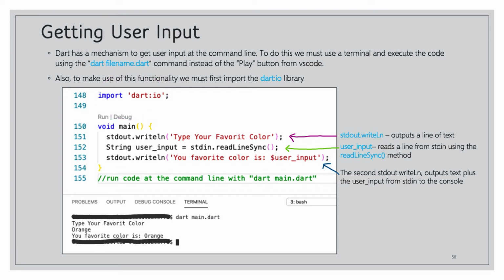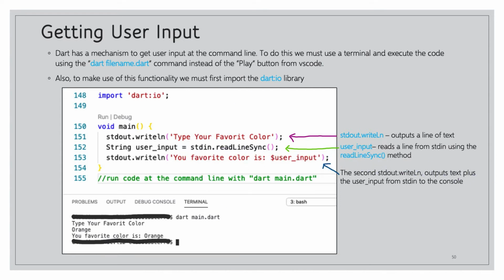In our main function, we use a stdout.writeLine, which outputs a line of text. Then in line 152, we have a variable, userInput, set to stdin.readLineSync, which is a method. And then once we get that information, we want to do the stdout.writeLine again. This time, we're going to take our variable using string interpolation. Remember that? With the $ here, we're going to output that.